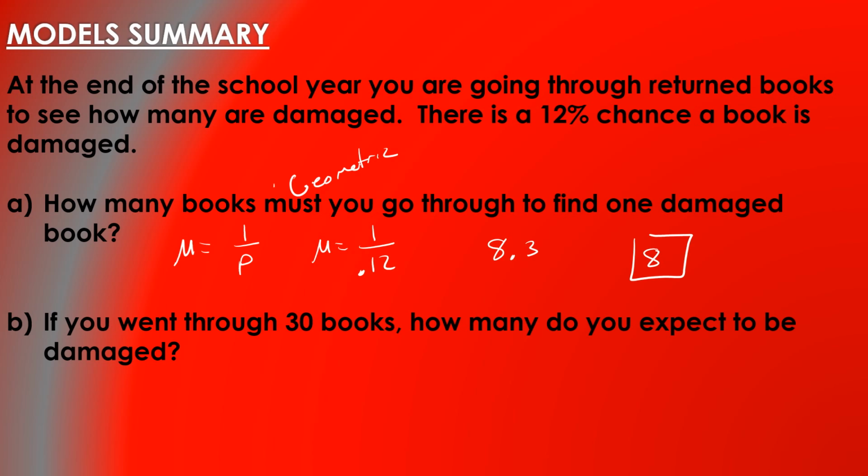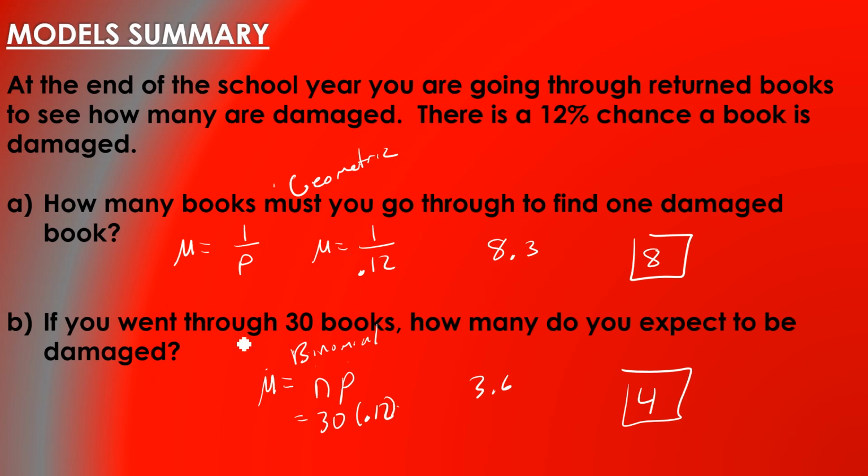Now, let's take a look at B. If you went through 30 books, how many do you expect to be damaged? So this one is going to be binomial because I want to find, if I went through 30 books, how many do I expect to be damaged? Yeah, that's definitely binomial because our mean is going to be NP. That's going to be 30 times 0.12, and we get 3.6. So about 4 of the books would be damaged in that case.